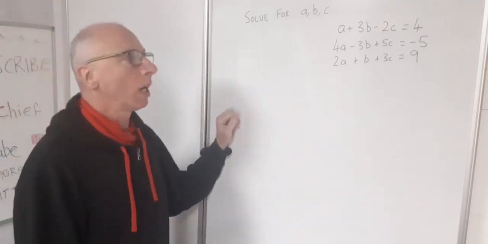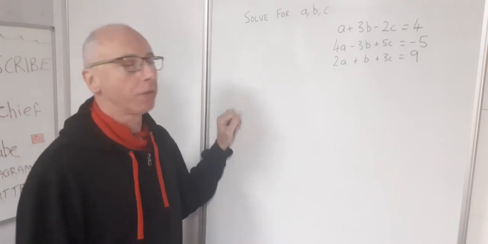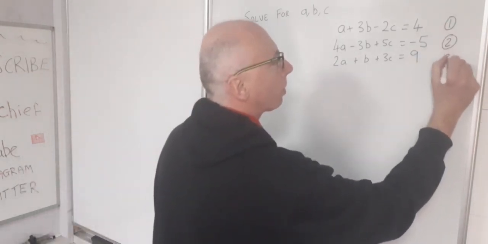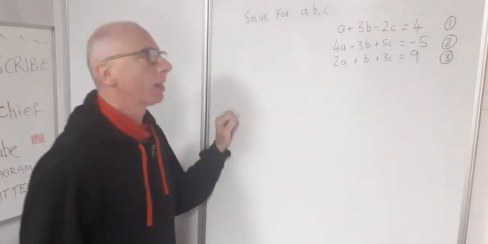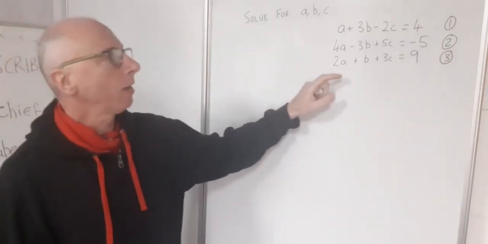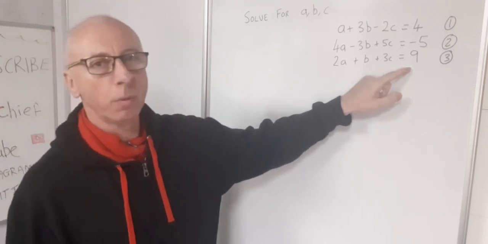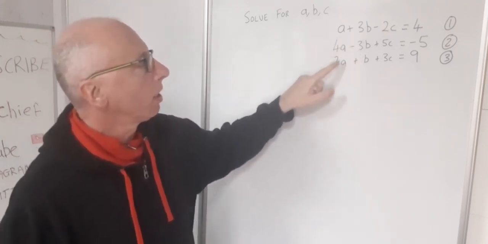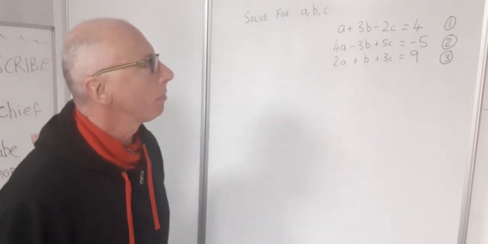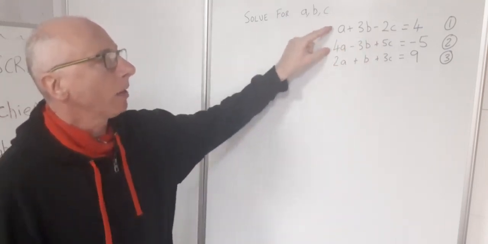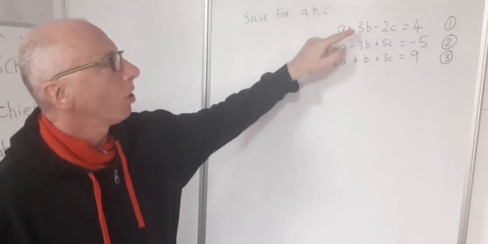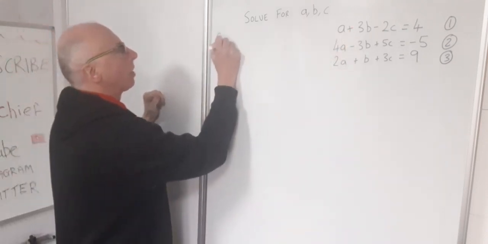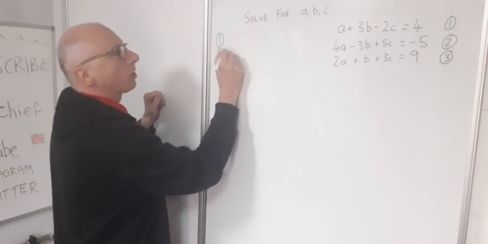So first of all, I'm going to number my equations 1 to 3. So this one will be equation 1, equation 2 and equation 3. Now looking for like sized coefficients. So I've got a 3 and a minus 3 here. None of the others look like they've got similar sizes. So I'm going to pull out equation 1 and 2 and try and get this b to disappear. So let's bring that over here. So equation 1 and equation 2.